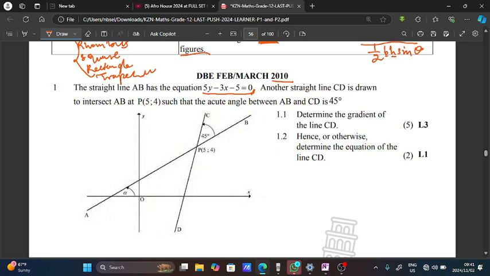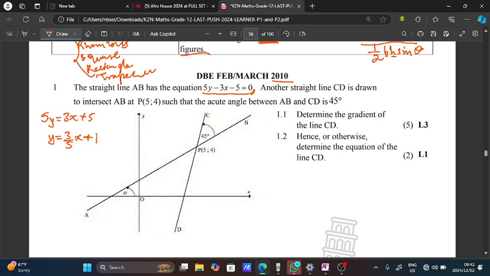Now we must make y the subject of the formula again. If you are to make y the subject, 5y equals, and the rest is on the right hand side: 3x plus 5. Now you must divide throughout by 5. So if you divide throughout by 5, this side will be y equals 3 over 5 x plus 1, because 5 divided by 5 is 1.